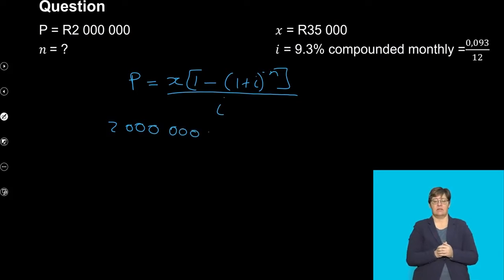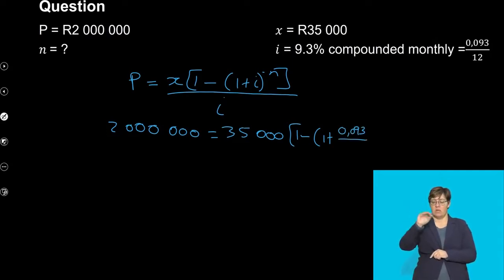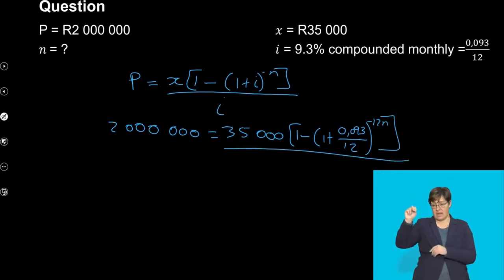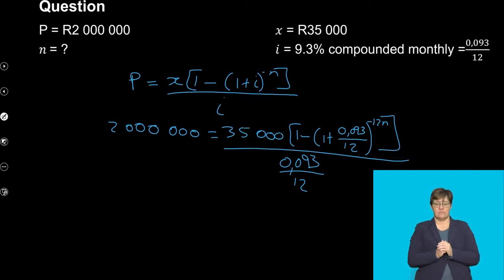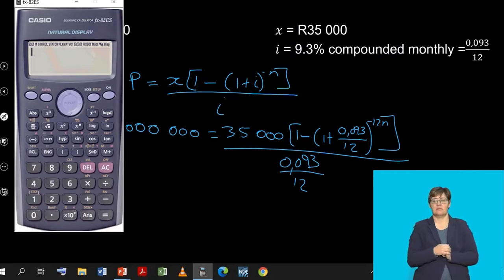2,000,000 equals 35,000 times 1 minus (1 plus the interest, which will be 0,093 divided by 12) to the exponent of negative 12n, because we're going to multiply that by 12, right, since it's compounded monthly. And then it will be 0,093 divided by 12. Then we go straight to the calculator. From there, I'm just going to do it all at once on the calculator.